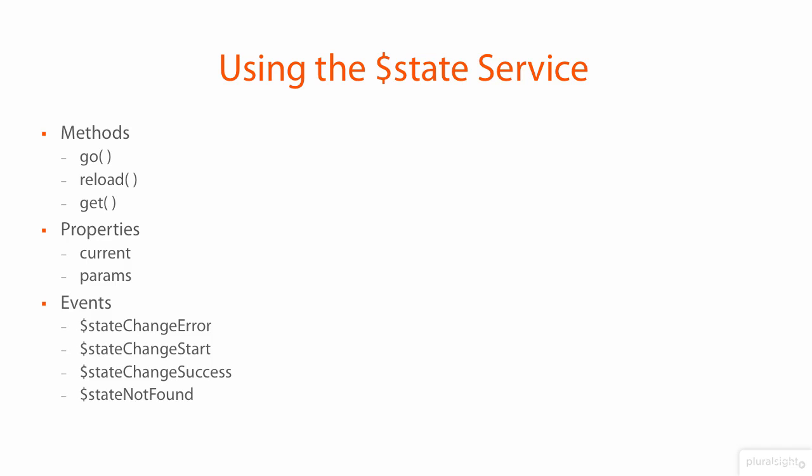Just like the route service in ngRoute, the state service has some events you can listen for that will let you know the status of the state transition. You can find out when the transition starts, succeeds, fails, or if the destination state just doesn't exist. This is not an exhaustive list of all of the methods and properties on the state service, but I think these are the most useful and the ones you'll use most often.